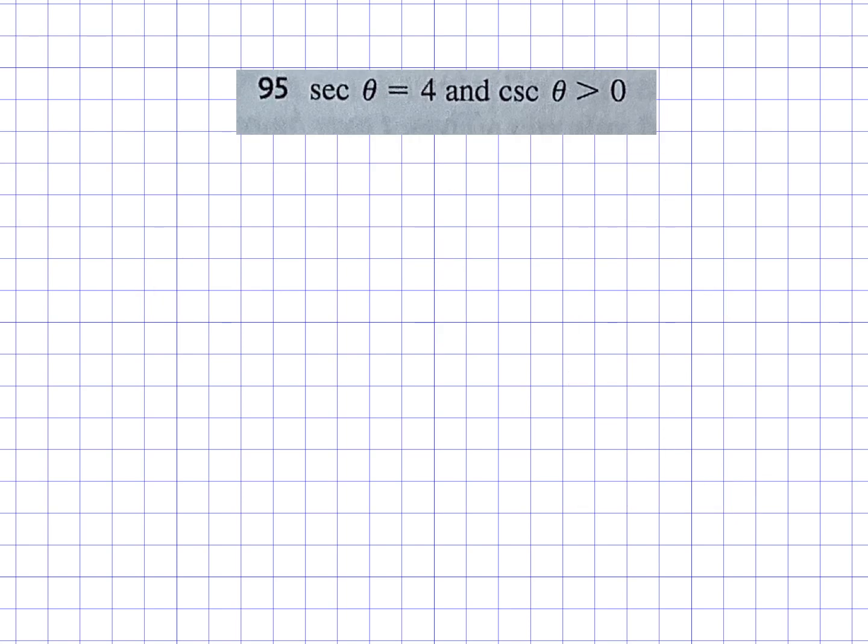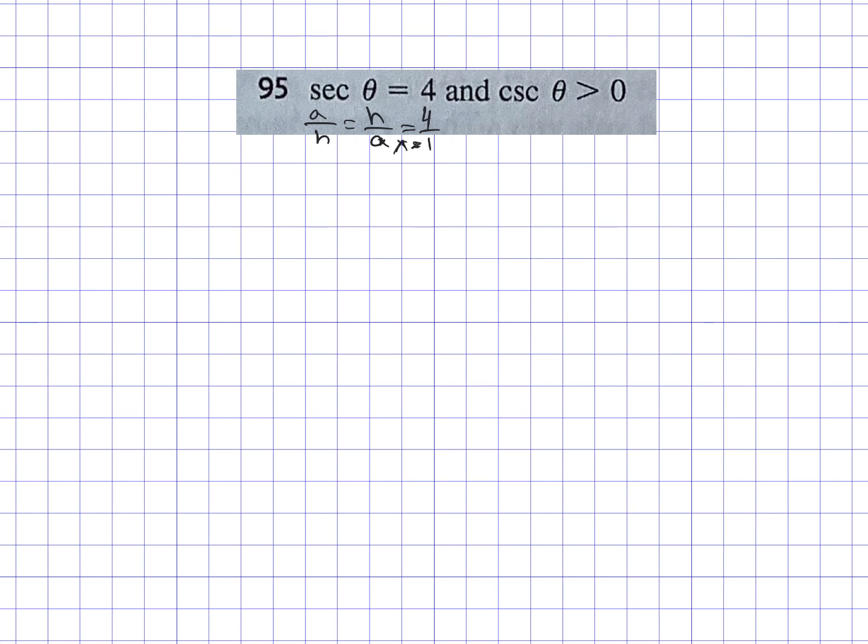Secant goes with your cosine, so the reciprocal. So cosine is the adjacent over hypotenuse. So secant is the reciprocal, hypotenuse over adjacent. And that's 4 over 1. So since it's positive, hypotenuse is always positive, so that means the adjacent leg has to be 1, or x is 1, okay?